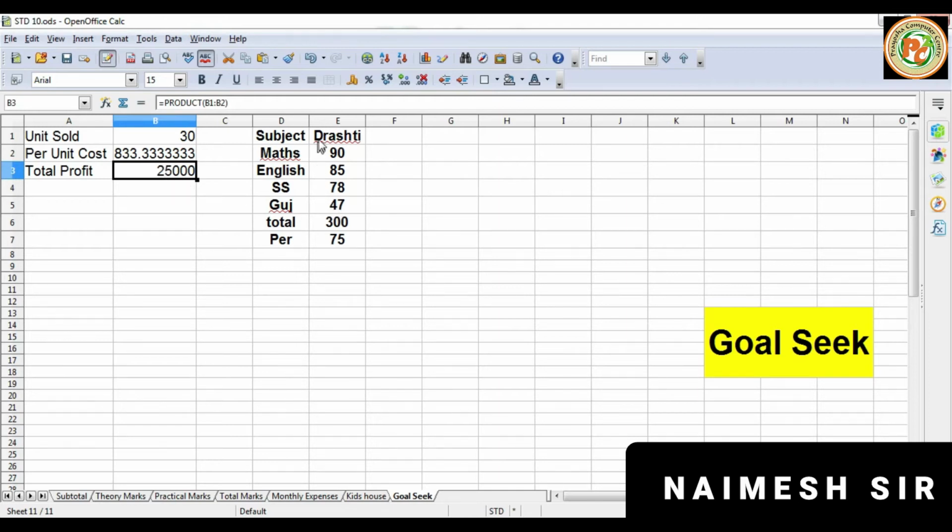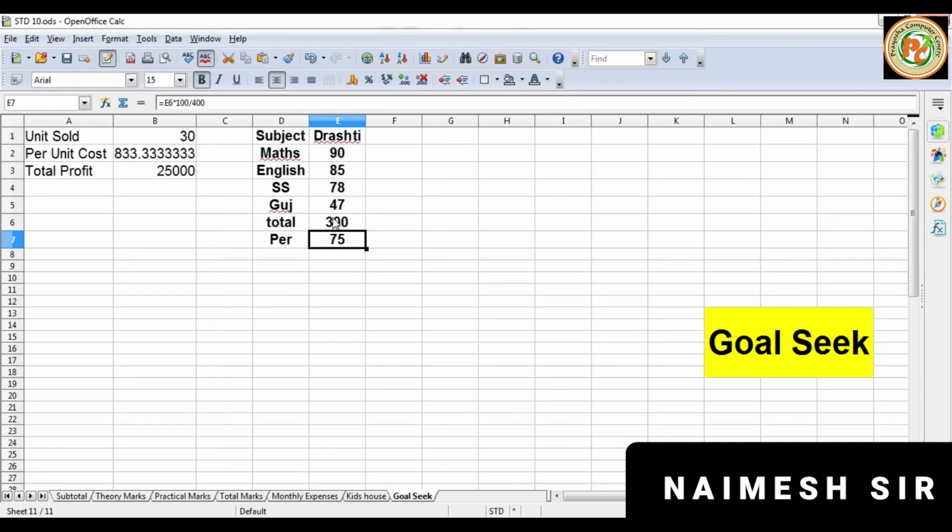Similarly, here we have another data set. The subjects are maths, science, English, SS and Gujarati, with total and percentage. Here one student's name is there. In maths she has 90, English 85, SS 78 and Gujarati 47 this time. Now she has changed the target. She wants to obtain 90 percentage overall.